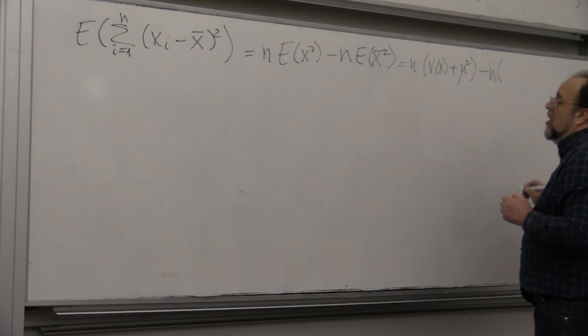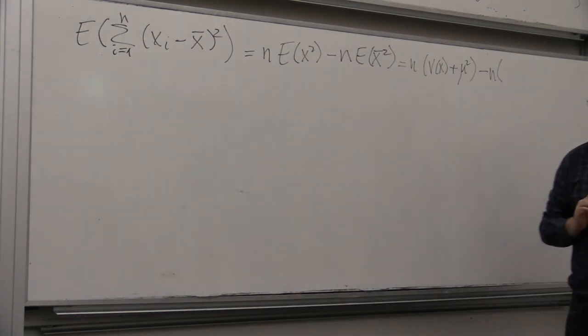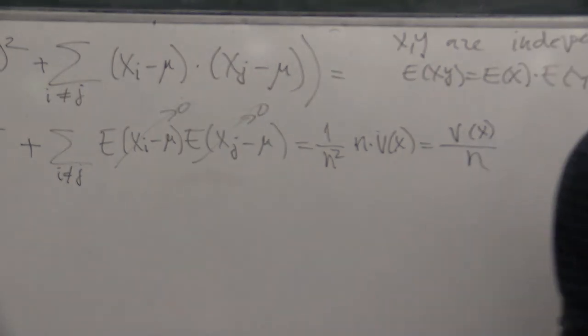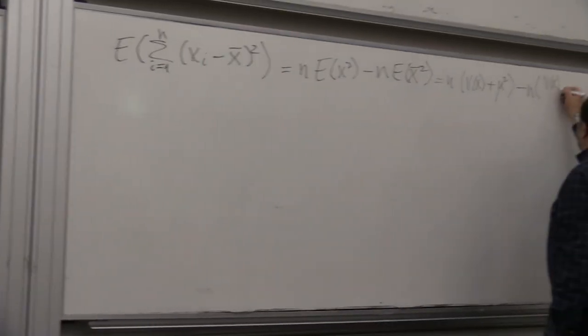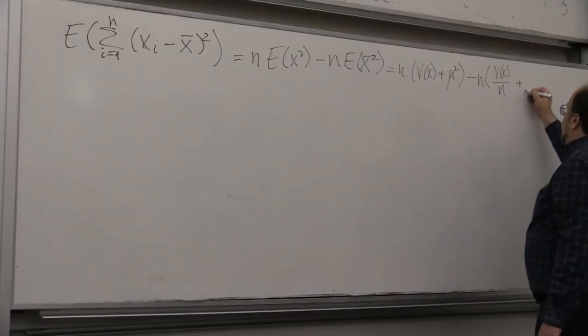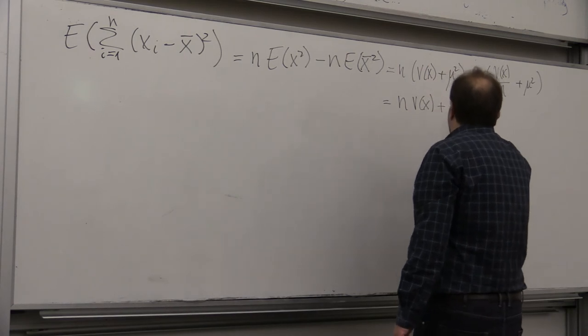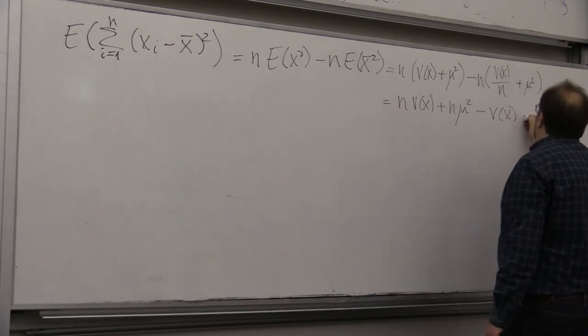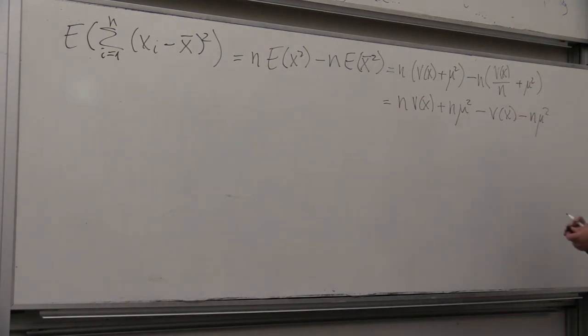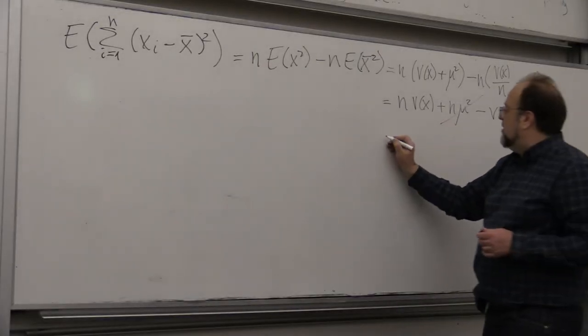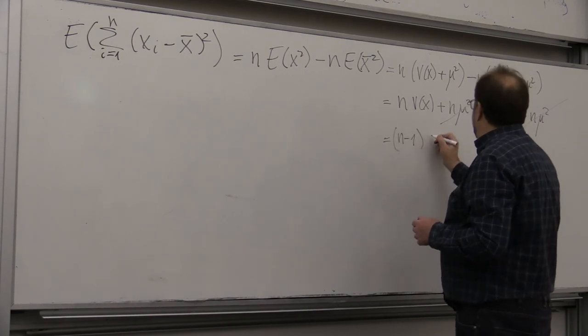Minus n times, what is the variance of x bar? We just computed it. What did we get? The variance of x bar is precisely the variance of x divided by n. Right? So this will be the variance of x divided by n plus mu squared. And if you simplify this, you get n times the variance of x plus n times mu squared minus the variance of x minus n times mu squared. Now this cancels out that, and you get that this is just equal to n minus 1 times the variance of x.